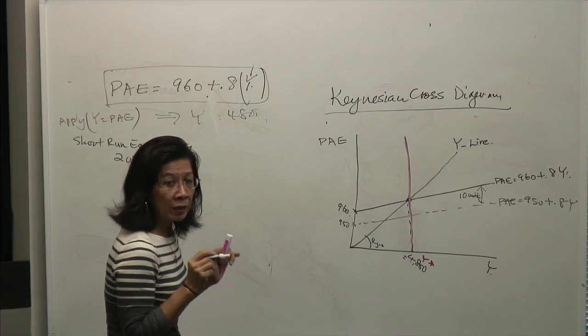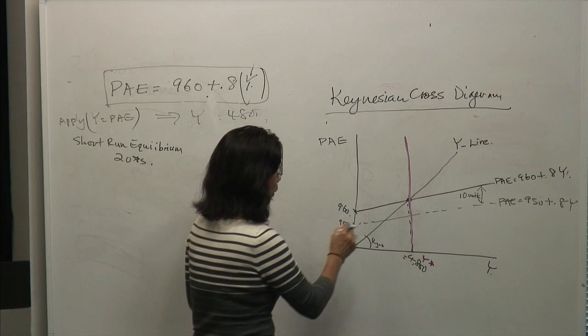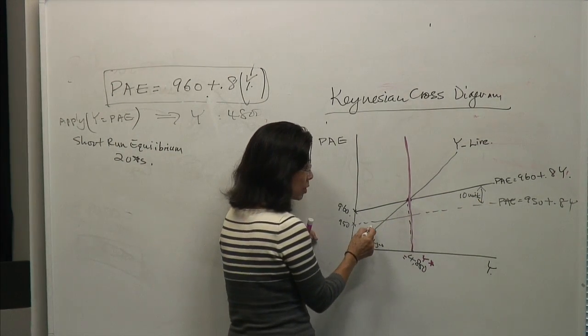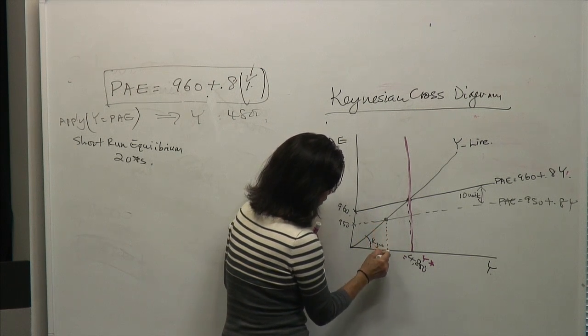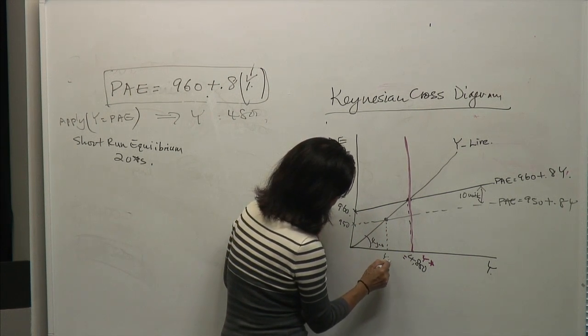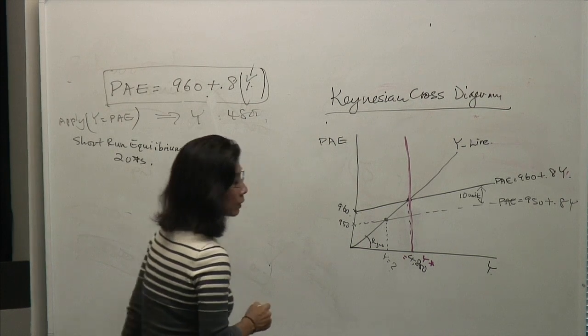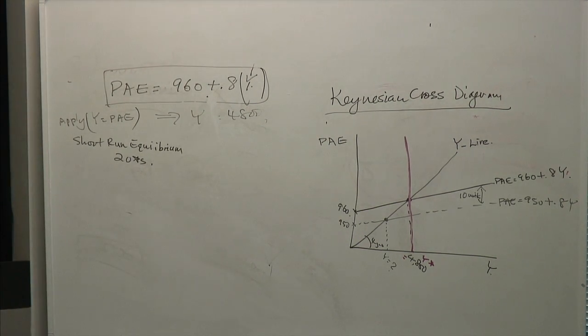Okay, where is your new equilibrium? The new equilibrium will be where this new PAE line intersects with that Y line, which is right here. And then drop it down. So this is a Y, and we don't know what it is yet. We'll figure that one out, okay? Oh, you see the answer, 4,750.